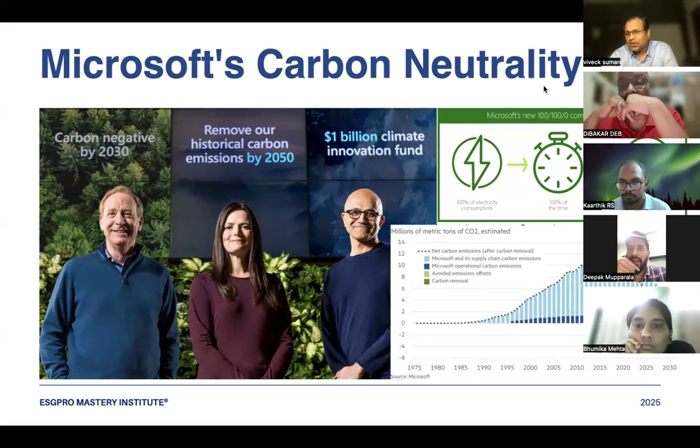Thank you. Let me go to Bhumika. Bhumika, what do you understand by the graph and what do you think? Where are they in the process of carbon neutrality?